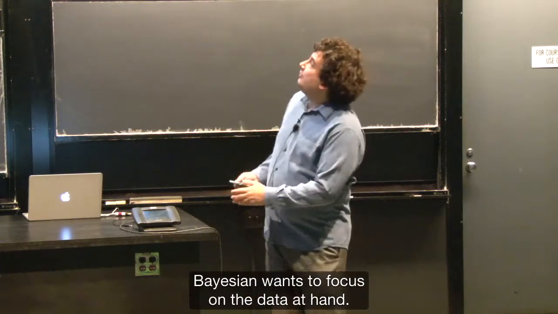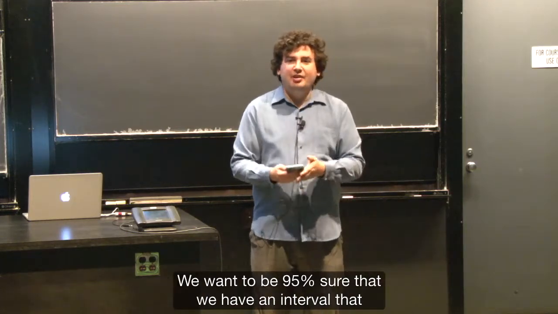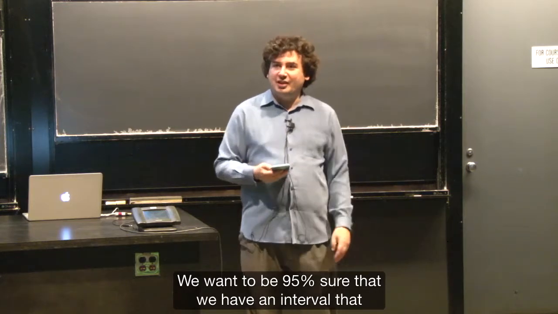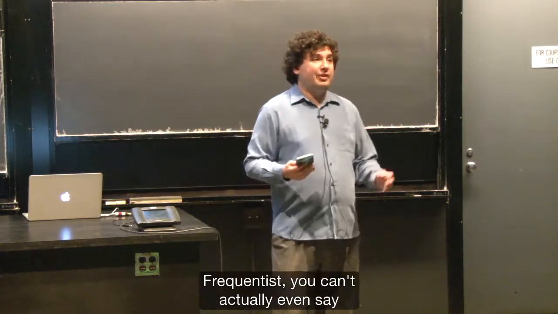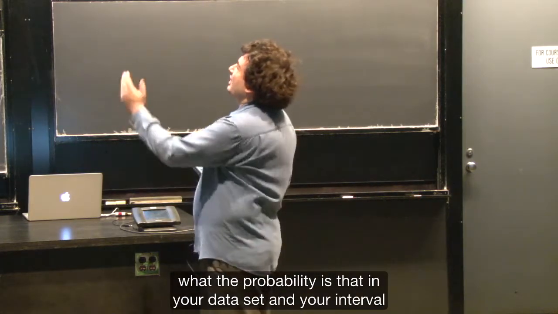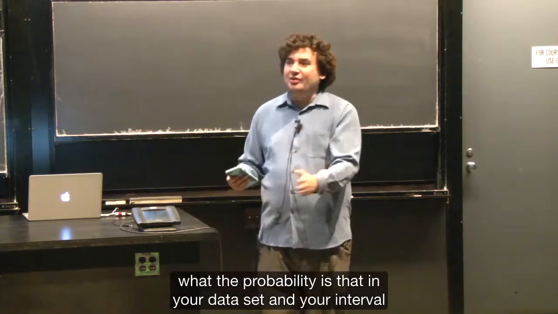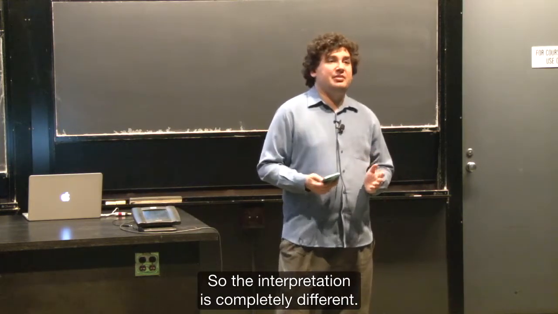So if you did the experiment over and over again, it's all about hypothetical repeated sampling. A Bayesian wants to focus on the data at hand. The Bayesian says, here's our data set. We want to be 95% sure that we have an interval that contains the truth. Okay, frequentist, you can't actually even say what the probability is that your data set and your interval contain the truth. So the interpretation is completely different.